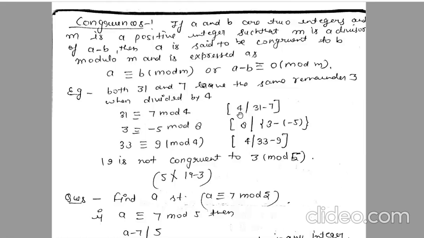Now we can say 4 divides 31 minus 7, because it will give 24. So it will give 24, that means 6 times.